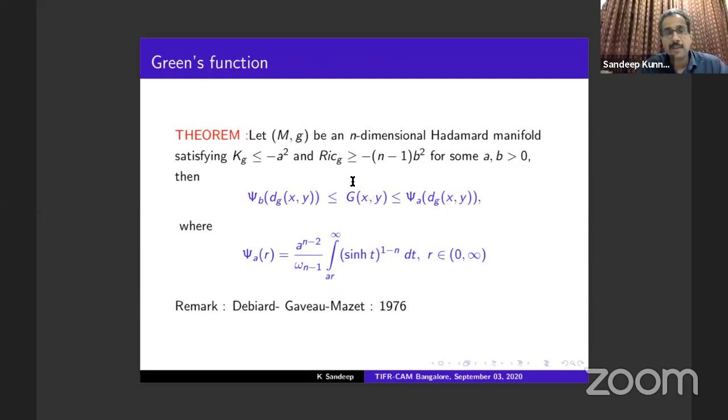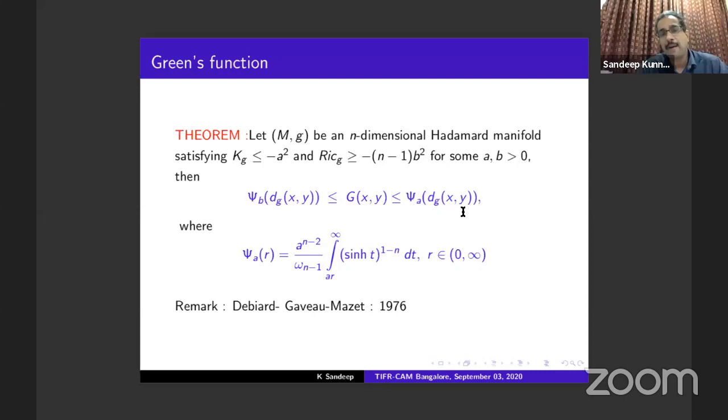Or in other words, what I'm saying is that (M, g) is an n-dimensional Hadamard manifold. Now I assume that the sectional curvature is less than or equal to minus a square and Ricci is greater than or equal to minus (n minus 1) times b square. Then you can improve the estimates on the Green's function.